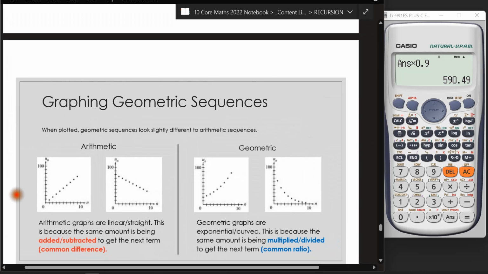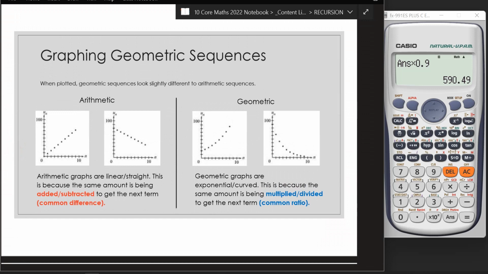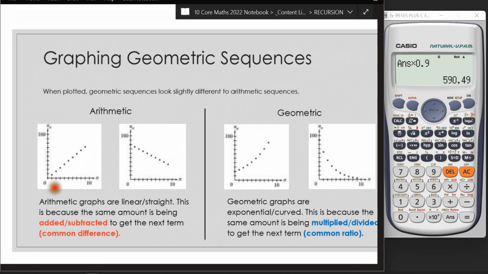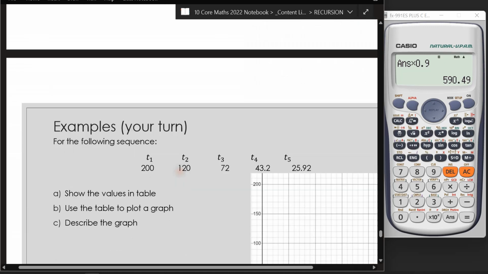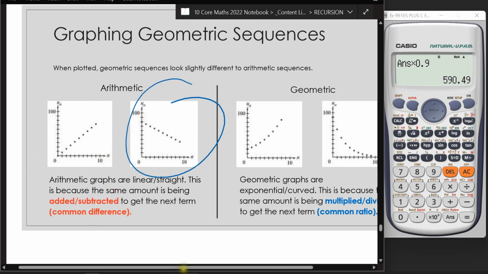Okay. Let's go to the last part of this topic, where we're going to now graph our geometric sequences. So we've done some graphing before on our tables. Notice how with arithmetic sequences, when we graph them, generally what you get is a straight line, whether it's an adding type or a minusing type of arithmetic. When you're adding and subtracting by the same amount, it's going to be a straight line.